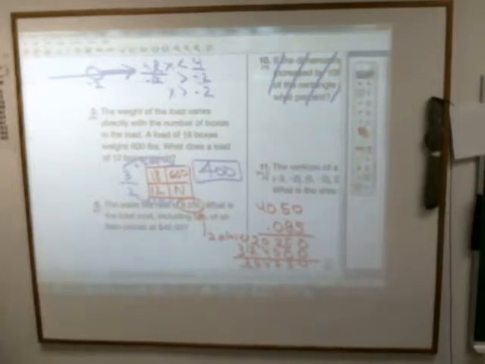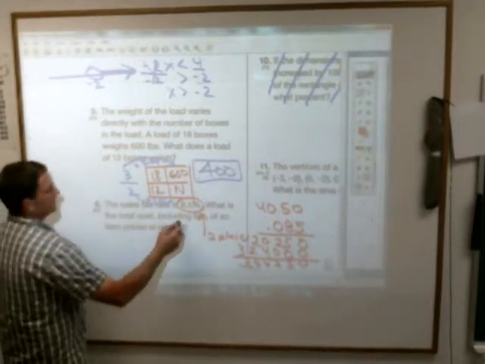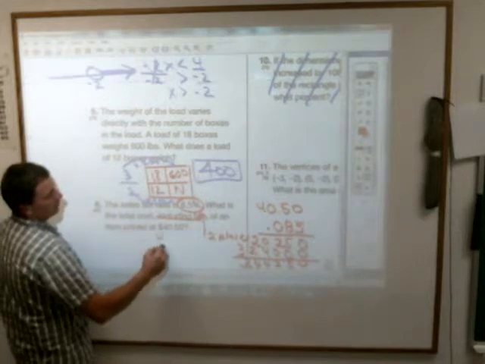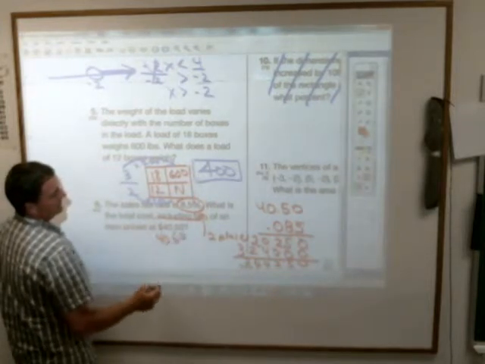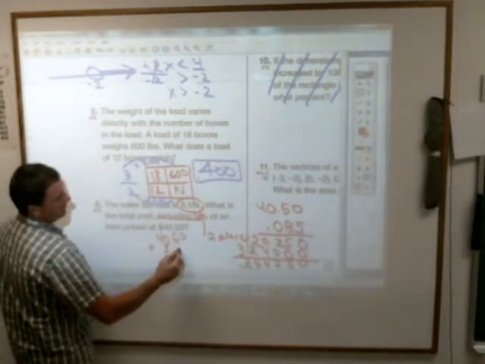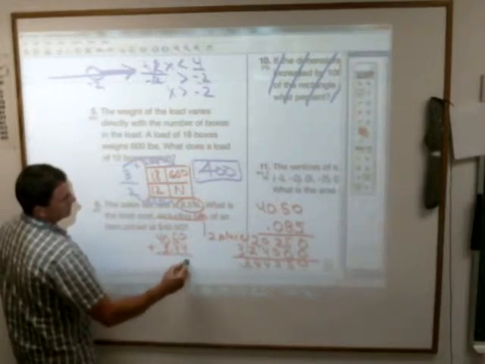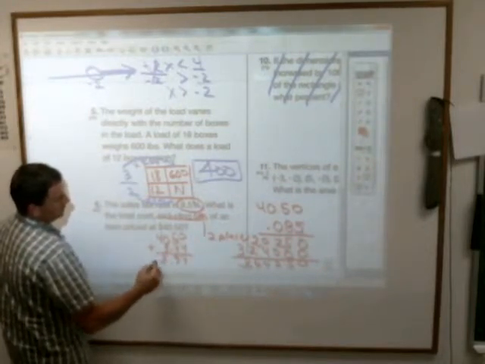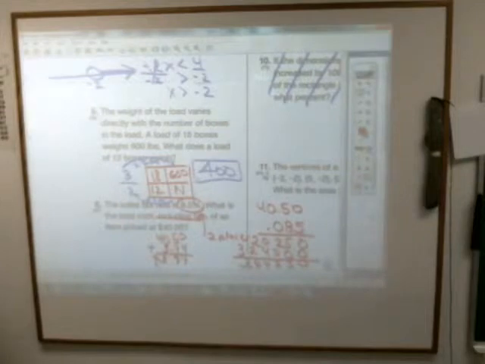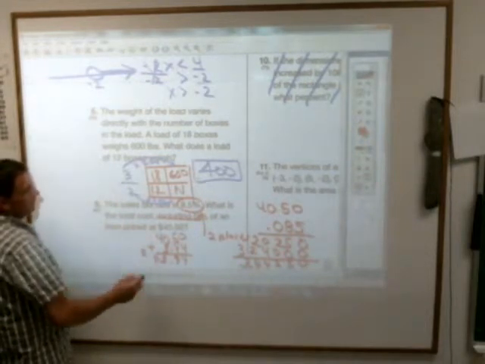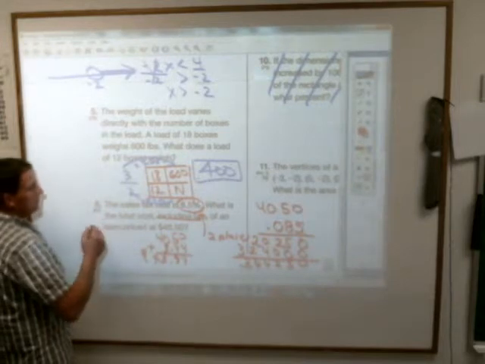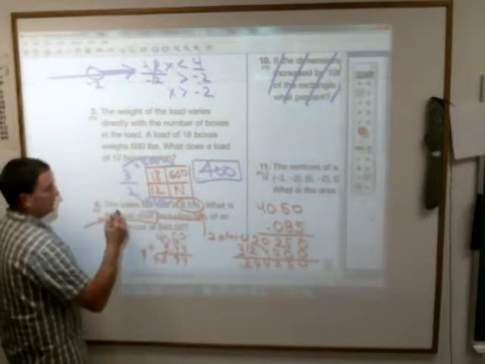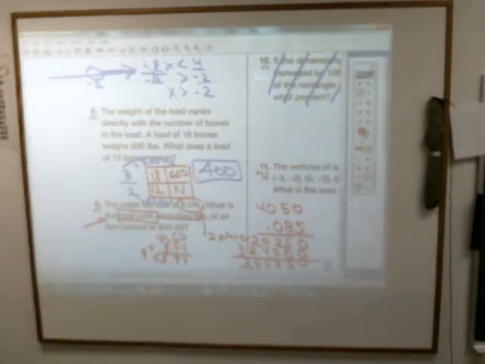Oh, and then you have to add it to it, including the tax. So you need to take the $40.50 and add the tax, which is $3.44, to it. So it looks like it's $43.94. So if you didn't add it, jot down a note there that you're supposed to give the total cost, not just find the tax, which is what I was going to do.